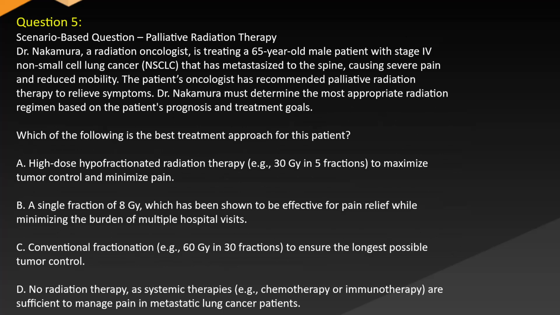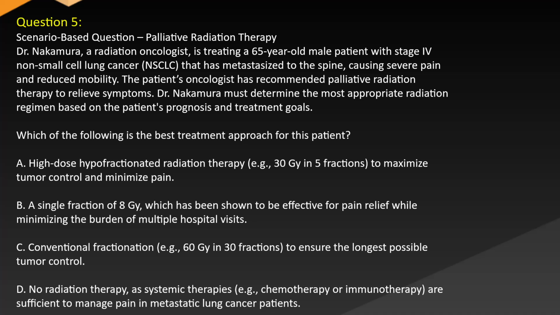Question 5. Scenario-based question. Palliative radiation therapy. Dr. Nakamura, a radiation oncologist, is treating a 65-year-old male patient with non-small cell lung cancer (NSCLC) that has metastasized to the spine, causing severe pain and reduced mobility. The patient's oncologist has recommended palliative radiation therapy to relieve symptoms. Dr. Nakamura must determine the most appropriate regimen based on the patient's prognosis and treatment goals. Which of the following is the best treatment approach for this patient?